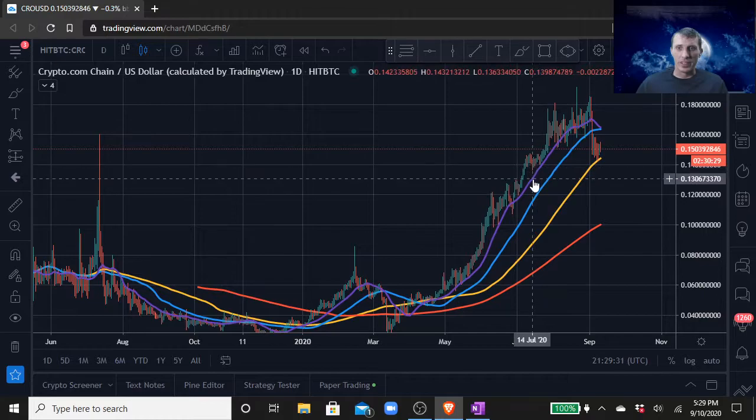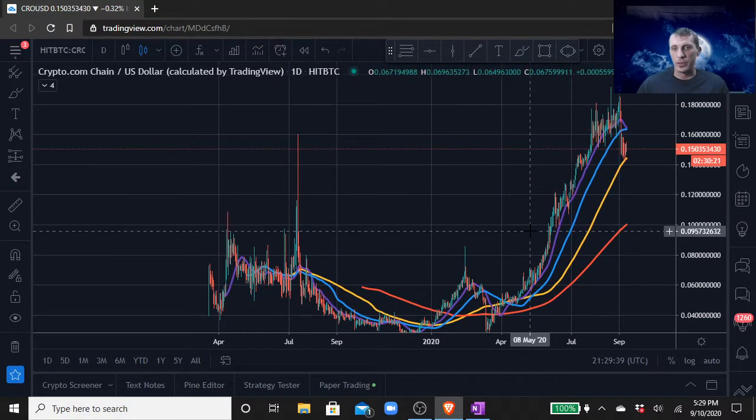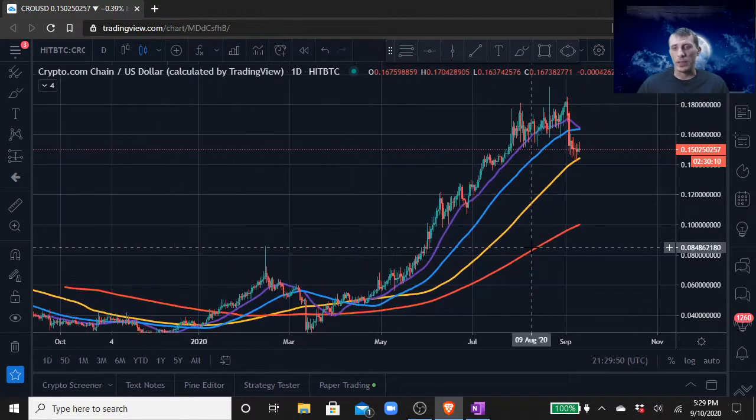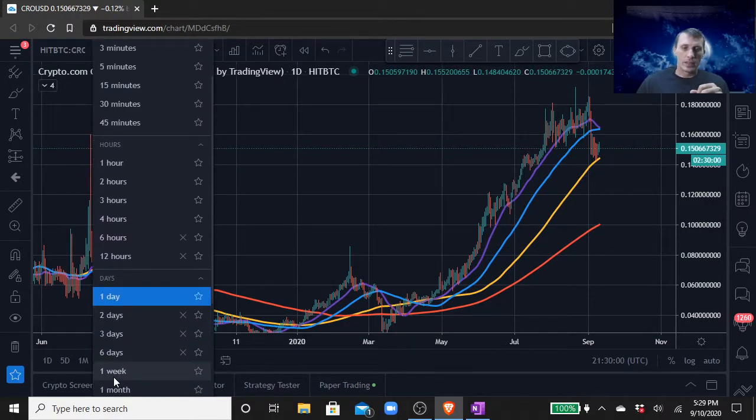We got little bits of support down around 13 cents. Might stop for a brief second. But really all the way down to right around the 9 to 7 cents before any significant support. So it may be time to cash out on the Crow and buy the dip on that. Let's take a look at it on a weekly.